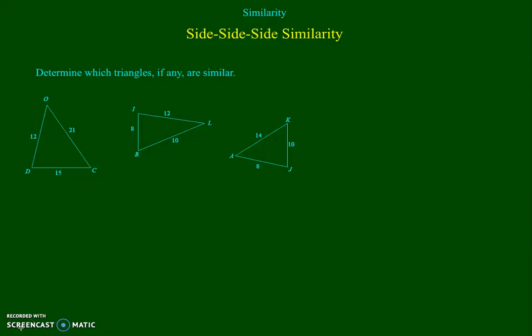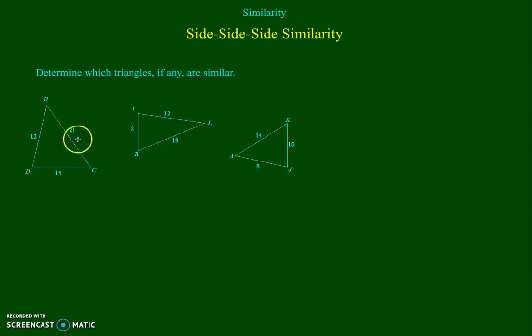This is part 4 of the series Similarity, and we're going to begin this part by putting into practice the side-side-side similarity theorem. So here we have three triangles, and we want to determine which of these triangles, if any, are similar by side-side-side similarity. Now, we don't have any similarity statements to go by, so we're going to use the largest side of these triangles to determine which ones correspond to which.